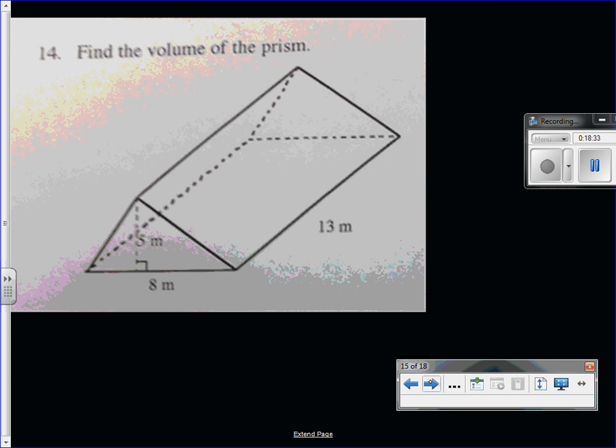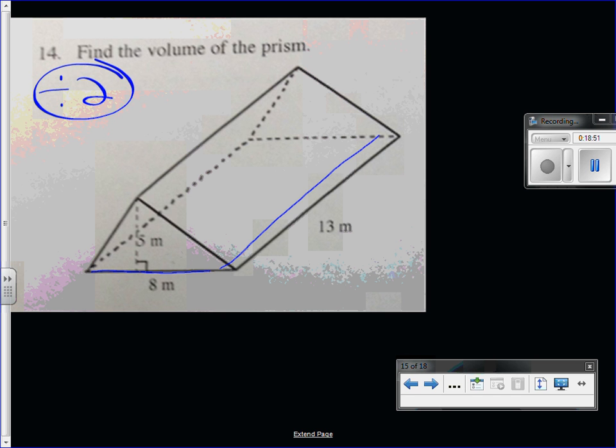I have a triangular prism. Anything with a triangle, I have to remember I have to divide by 2 sometime during this whole thing. I only have to divide by 2 once, but I have to remember to divide by 2. Okay? Find the area of the base. So the bottom of this shape is 8 times 13. Let you guys figure that out for me and then tell me what it is. Times 13. What is it?